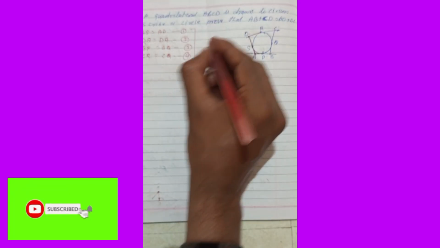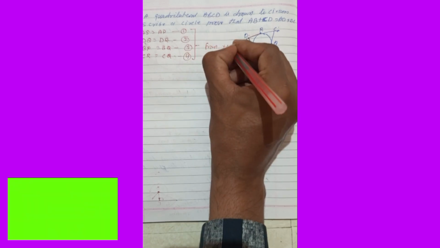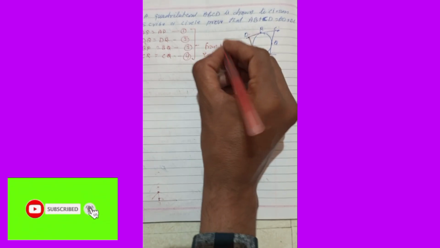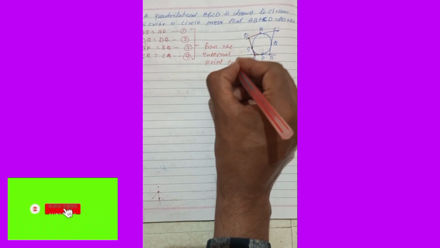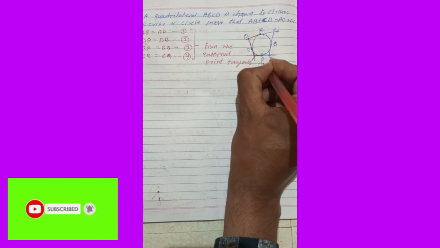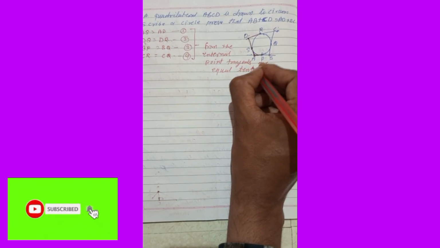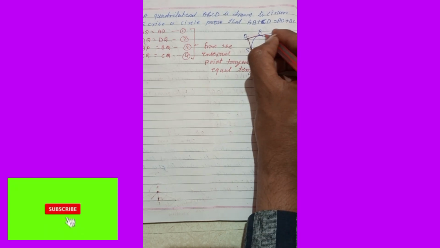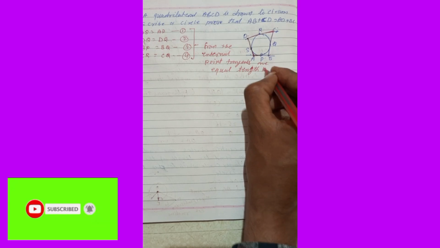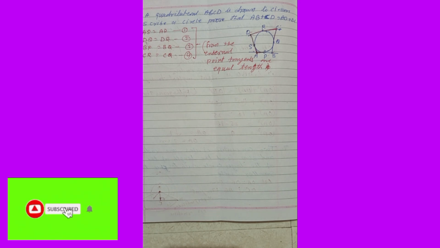Why? Because tangents from an external point are of equal length. This we read as a theorem. That is theorem 10.2 in the CBSE syllabus, and 4.2 in the state syllabus.